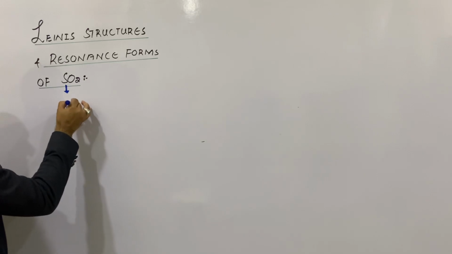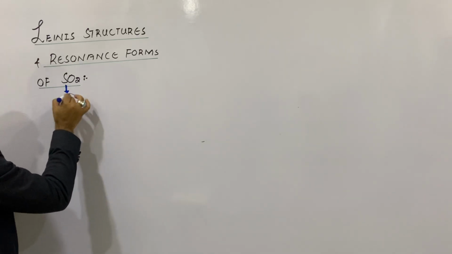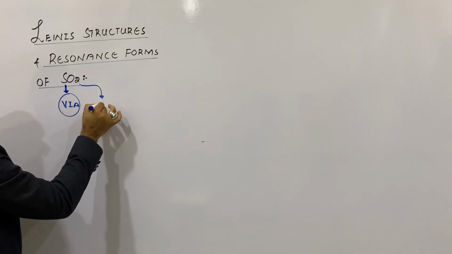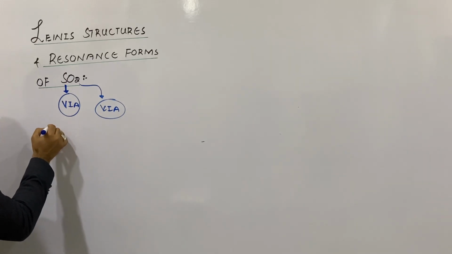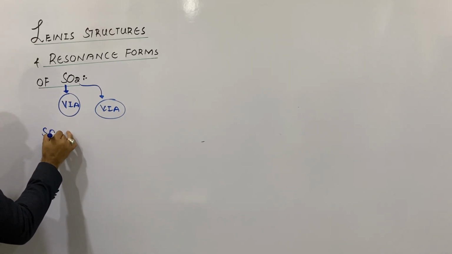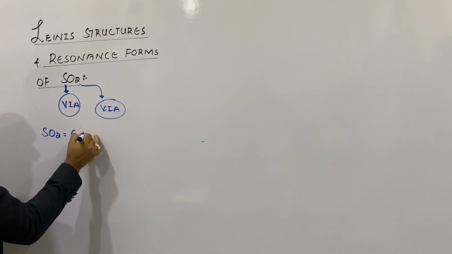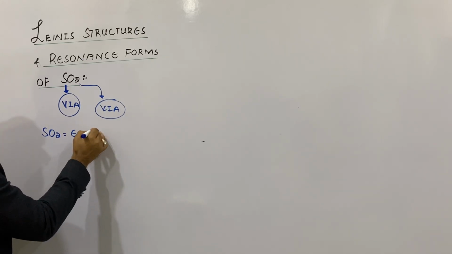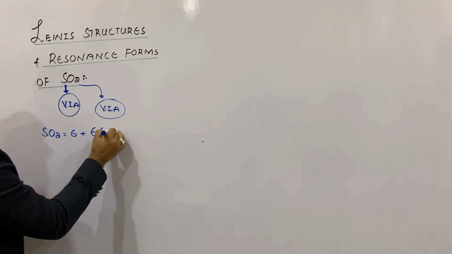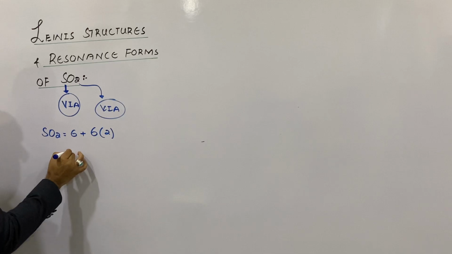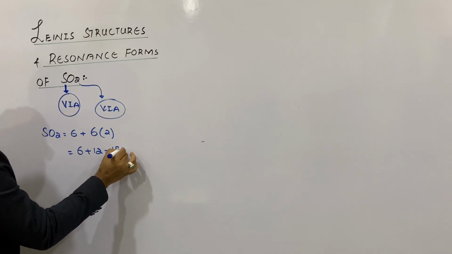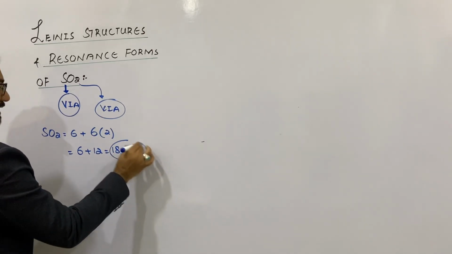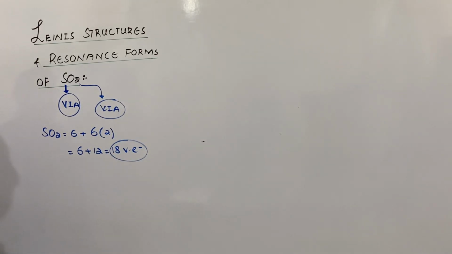Sulfur and oxygen both are members of the group 6A. If they are members of group 6A, it means they have 6 valence electrons. One atom of sulfur has 6 valence electrons. Similarly, one atom of oxygen also has 6 valence electrons, and 2 will be having 12. So the total number of valence electrons in sulfur dioxide will be 18 valence electrons.